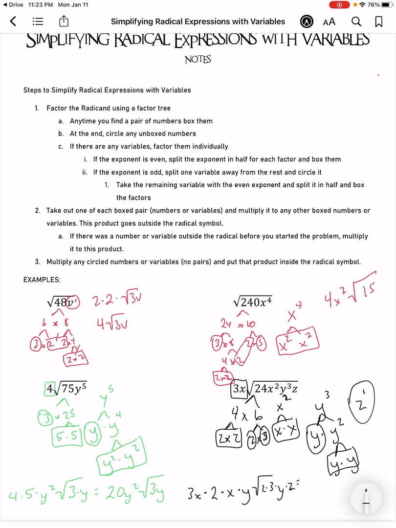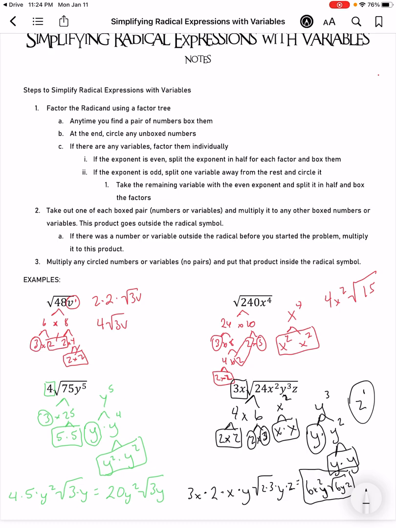All right, when I melt that all together, I'm going to start on the outside. 2 times 3 is 6. x times x is x squared. And then a y on the outside times the square root of 2 times 3 is 6yz. So my answer for that one is 6x squared y times the square root of 6yz.